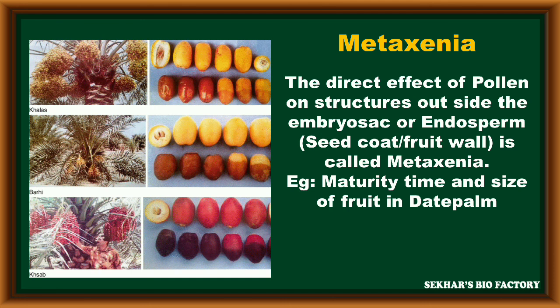Metaxenia: the direct effect of pollen on the structures present outside of the embryo sac or endosperm, especially the seed coat and fruit wall, is called metaxenia. Example for metaxenia: the maturity time and size of fruits in date palm.